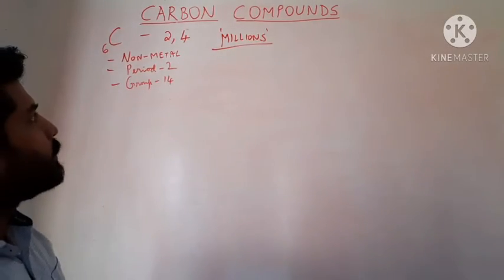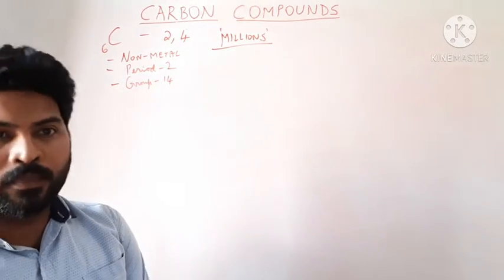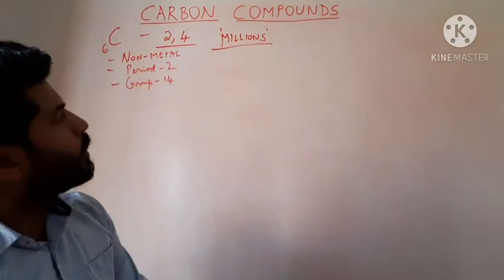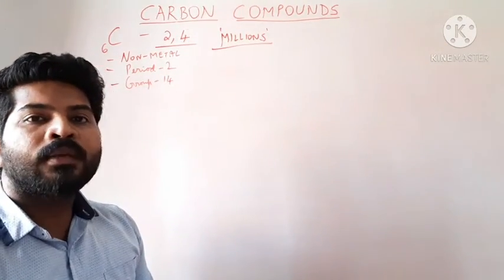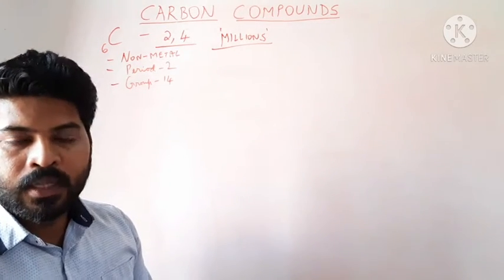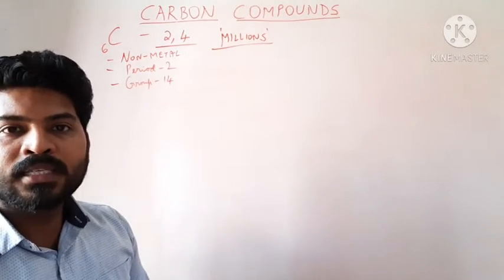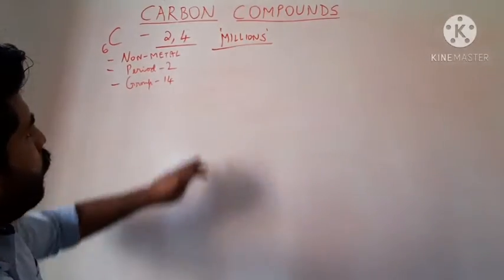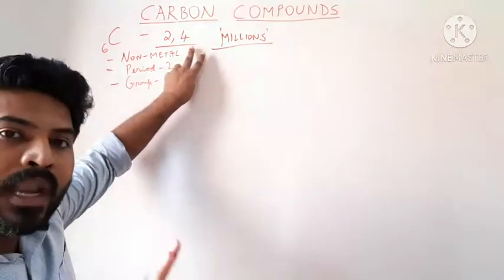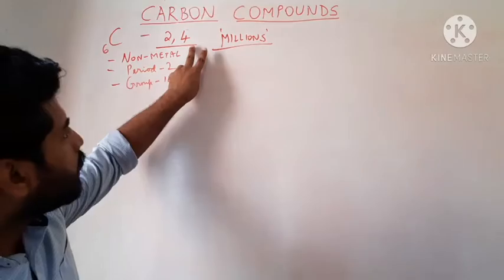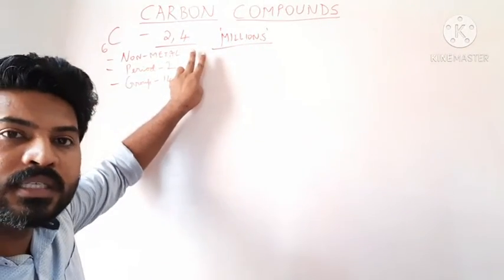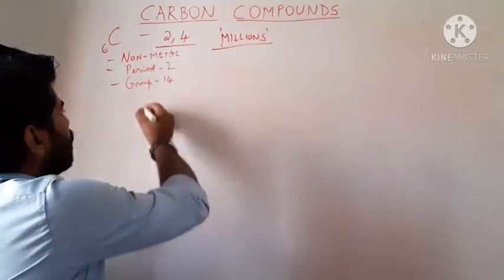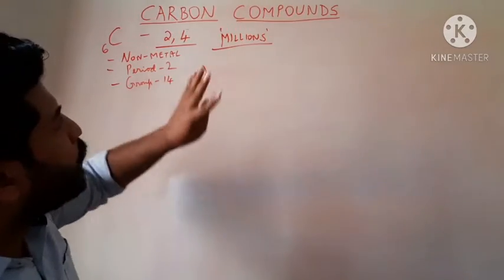Now, in the case of carbon, there is a peculiar problem. The electronic configuration of carbon is 2, 4. We know that in order for an element to become stable, it needs to have a noble gas configuration or an octet configuration. Now, carbon has 4 valence electrons. For carbon to attain the nearest noble gas configuration or stable configuration, carbon can do two things.